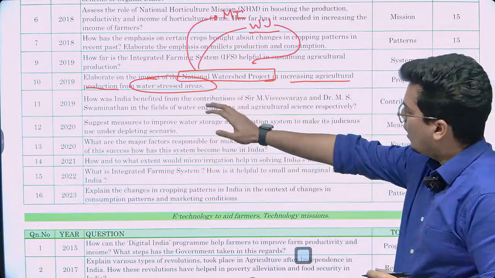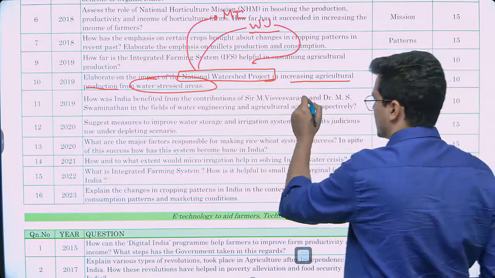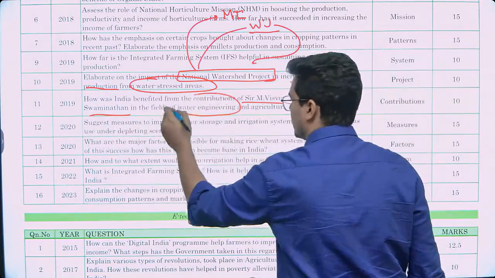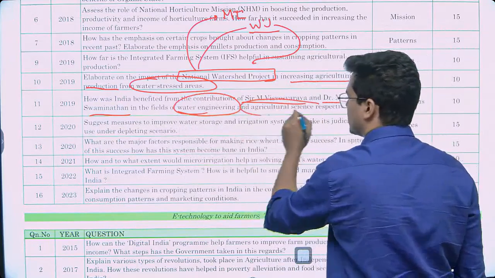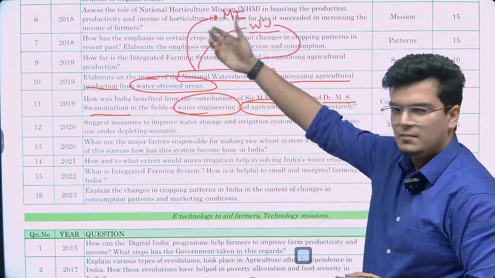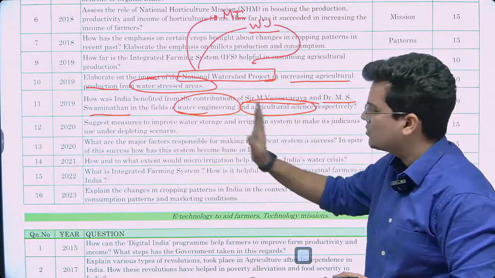Now, how has India benefited from the contributions of Sir M. Visvesvaraya and Dr. M.S. Swaminathan in the fields of water engineering and agriculture science? Now, ये भी हम पढ़ेंगे, and ये science and tech से भी हम relate कर सकते हैं because वहाँ contribution of Indian scientists syllabus में है. So these are two things we have to read.